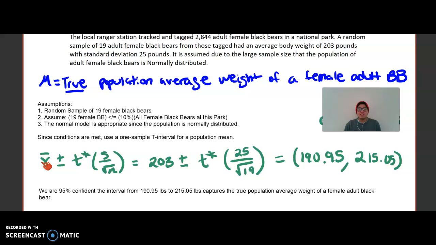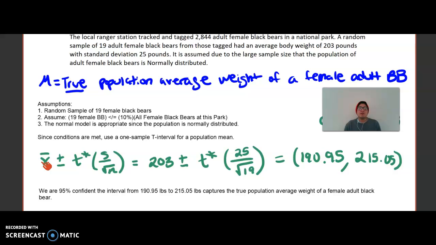Now, in order to conduct this interval, we must ensure the conditions are met. Here, we used a random sample of 19 female black bears. We can assume that 19 female black bears is less than or equal to 10% of all female black bears at this park. And that's true. Our 19 is definitely less than 2,844 of these female black bears.